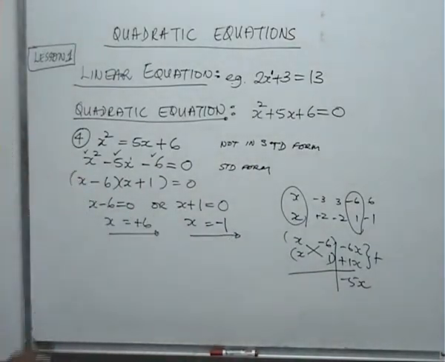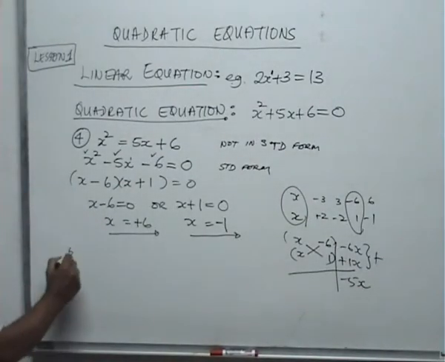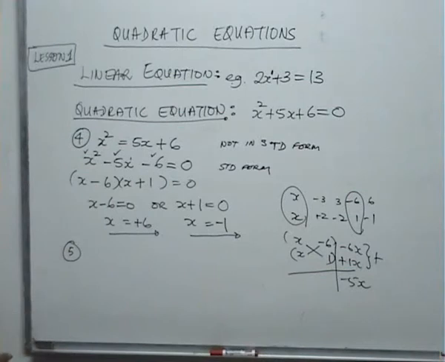So in this case, it was not in standard form. We brought it to standard form, factorize, make each factor equal to 0, solve. Right, let's do another example. Number 5.